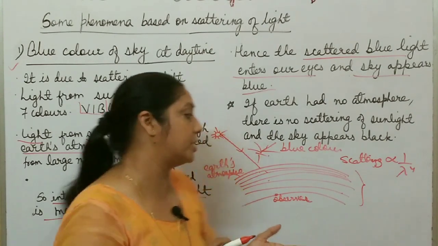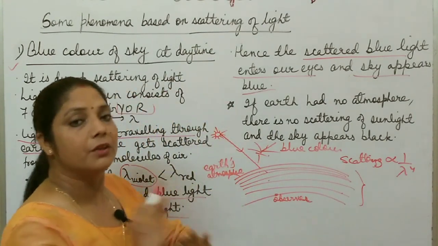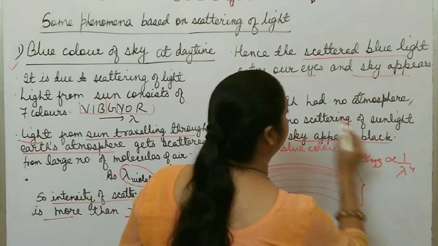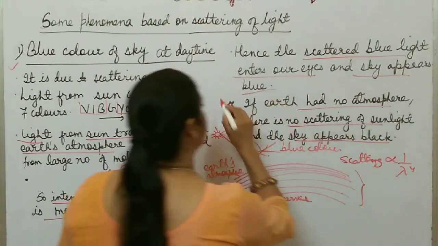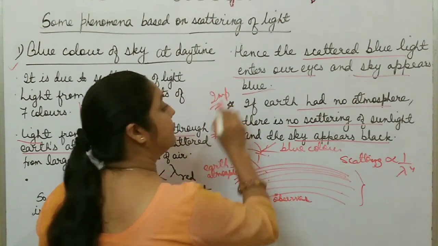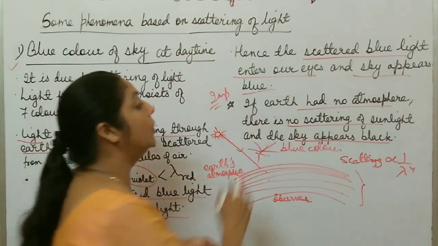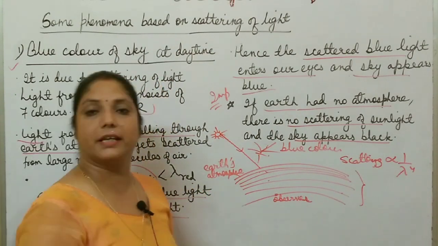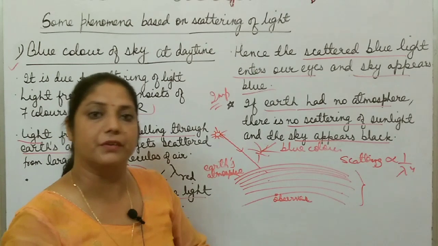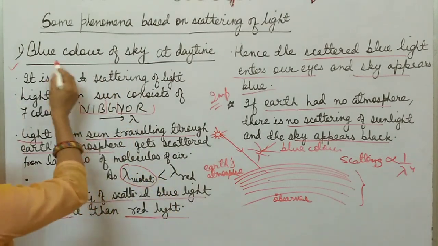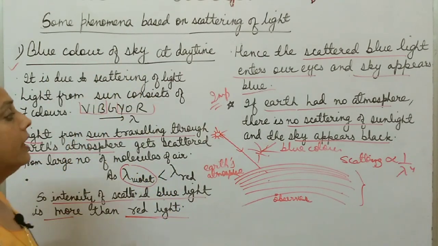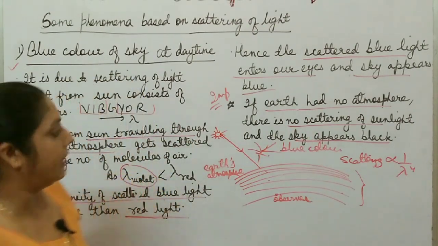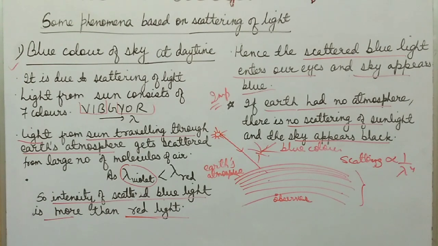That's why scattering is possible. If there is no atmosphere, no scattering is possible, and hence the sky appears black. So when a 1 mark question may ask, what happens if Earth had no atmosphere? In that case, the sky appears black because there is no scattering of sunlight if the atmosphere is not present. So this is the reason why the sky appears blue, and if there is no atmosphere, then the sky appears black color, right? Okay, please take a screenshot of this one.